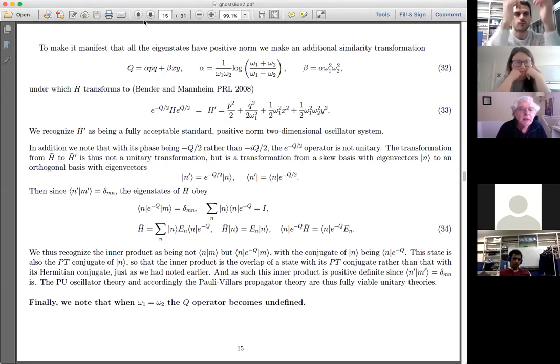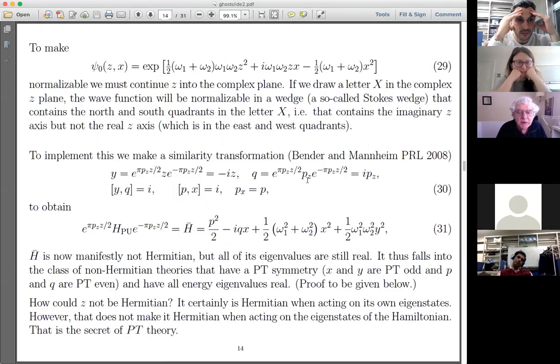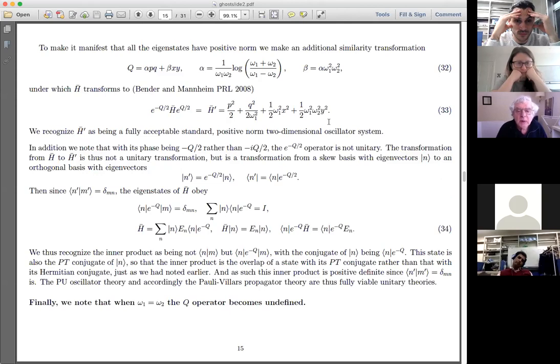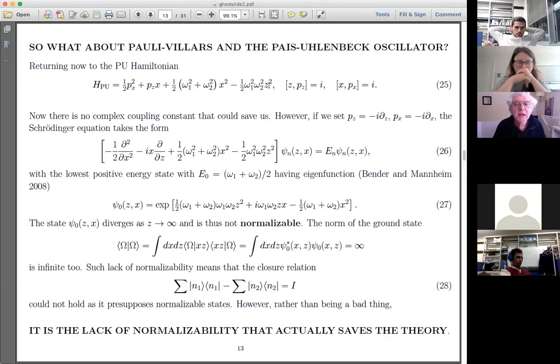And all I've done in the end is make two similarity transformations, similarity 1 and similarity 2. Now, when you do a similarity transformation, you can't change the energy eigenvalues. You can change the wave functions, but not the energies. And so, again, we finish up with everybody real. And now these operators are all Hermitian. So what has really happened is that the theory that we started with is actually Hermitian in disguise. After you make a transformation on it, you will finish up in a Hermitian basis.